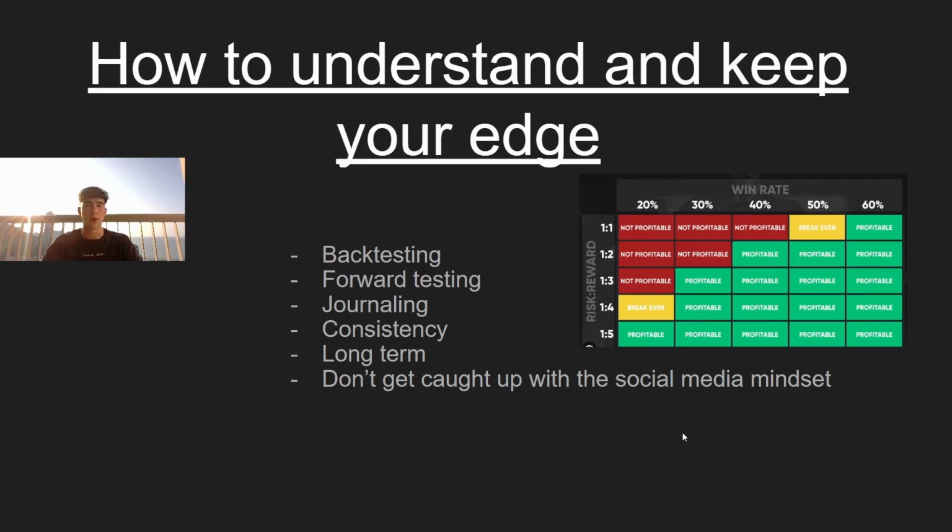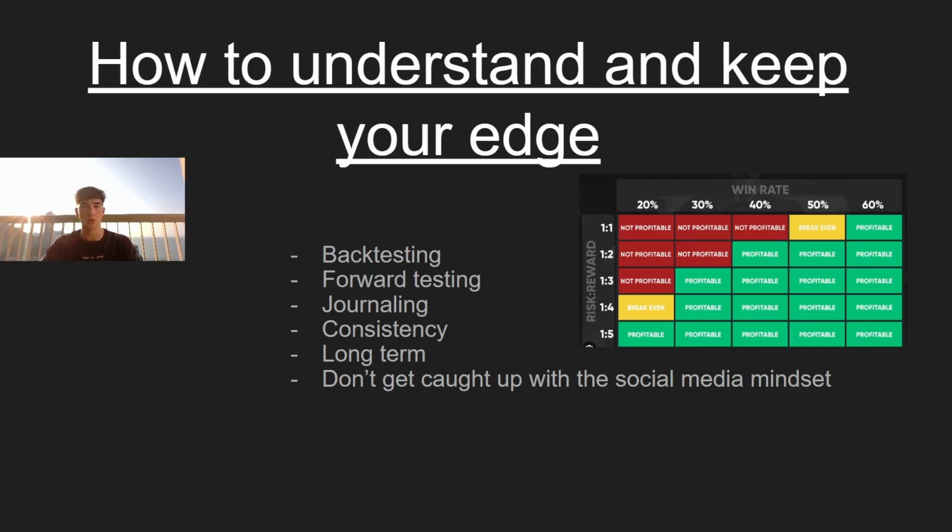So that concludes the 30-minute rules. Hopefully you guys took a lot of information from that. Even if you don't trade this strategy, these are universal laws that can be applied to many different strategies. You can take certain parts that you might want to implement yourself. Now let's move on to how to understand and keep your edge.